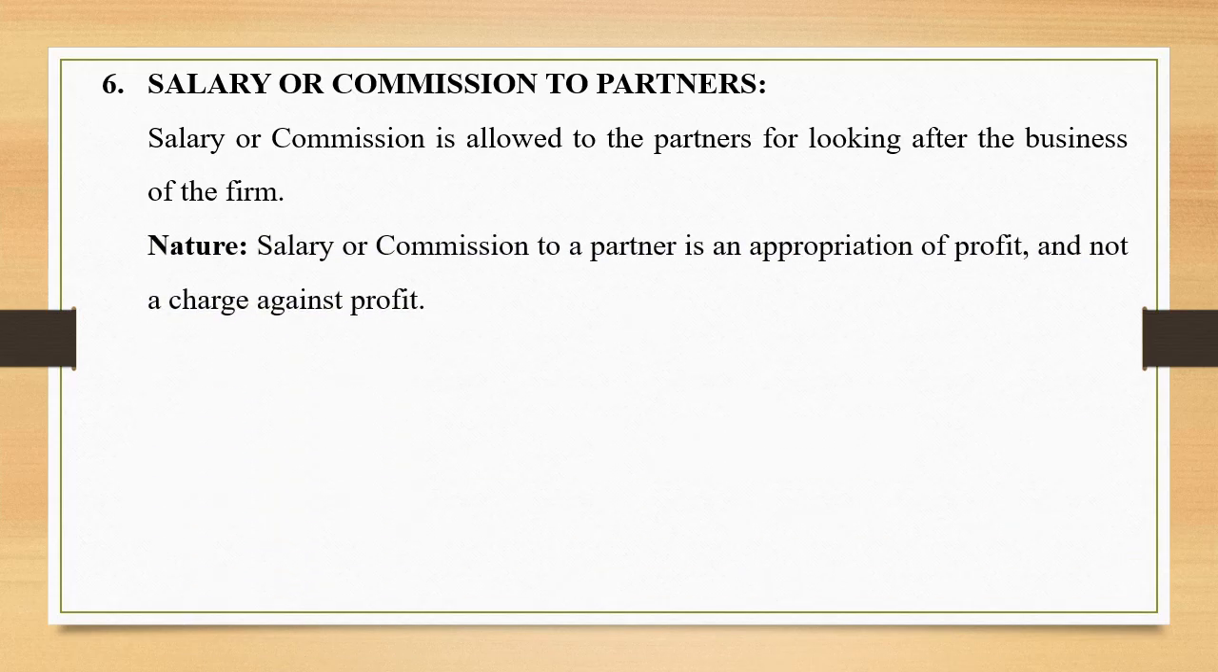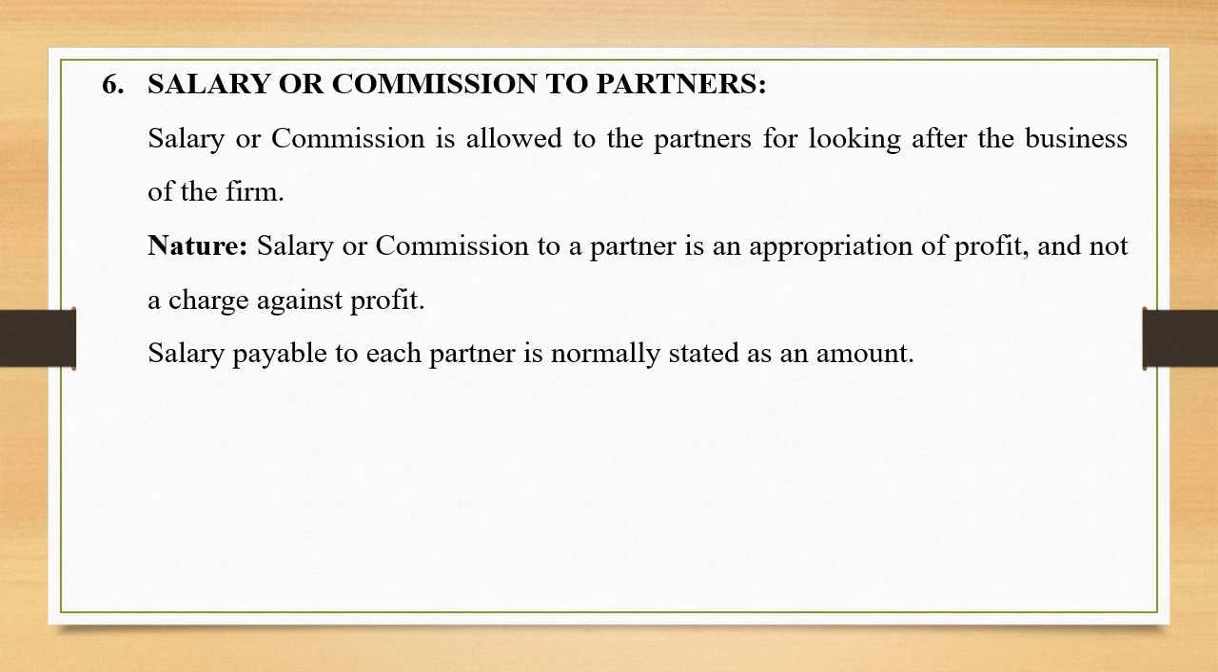Salary or commission to a partner is an appropriation of profit and not a charge against profit. Salary payable to each partner is normally stated as an amount, but still you need to take care how the salary is payable: every month, every quarter or annual. Please take care while solving the sums.